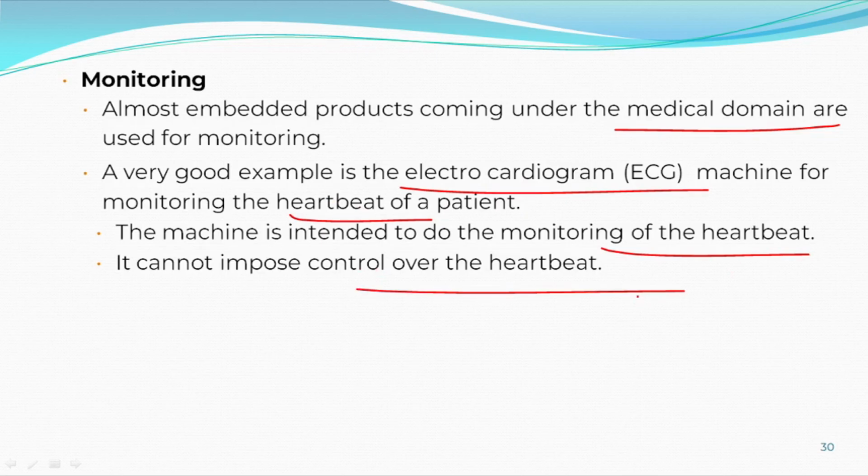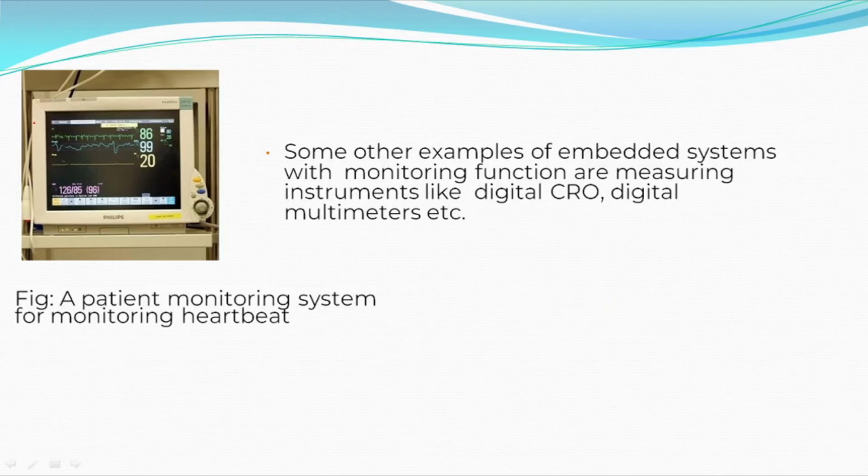Through that you can visualize and see what exactly is the current rate at which the human heart is beating. And other than that, we have other examples like CRO, digital multimeters, etc. CRO stands for cathode ray oscilloscope here. These are devices through which you can visualize electrical signals passing through your devices. And at the same time, digital multimeters are devices through which voltage, current and other parameters of the electronic circuits can be measured.